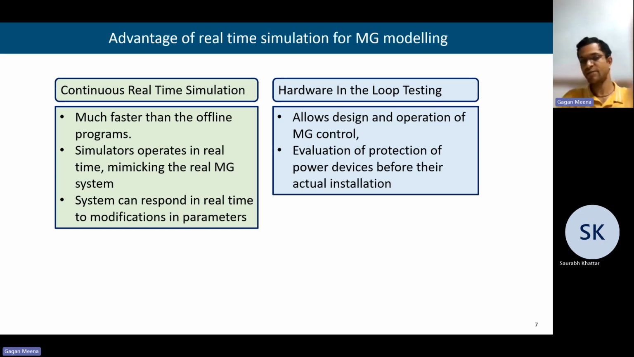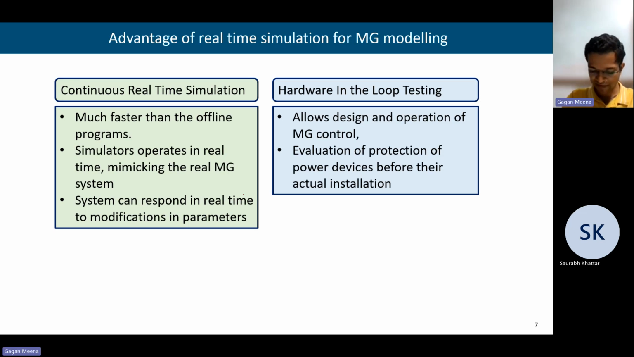Here, the real-time digital simulators, or OpenRT, RTDS, help us to do continuous real-time simulation as well as hardware-in-loop testing. Before actual delivery, before the physical interconnection of the microgrid, we want to do such kind of analysis. And these continuous real-time simulations are very fast as compared to offline programs similar to Simulink in MATLAB. These simulators operate in real time as if they are mimicking the real microgrid system, and they respond in real time to modification in parameters.